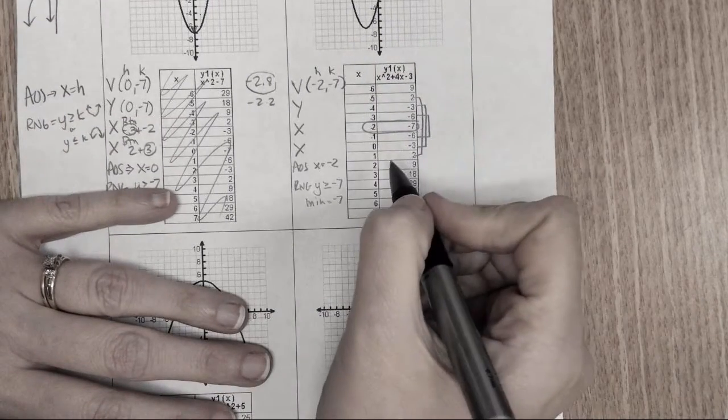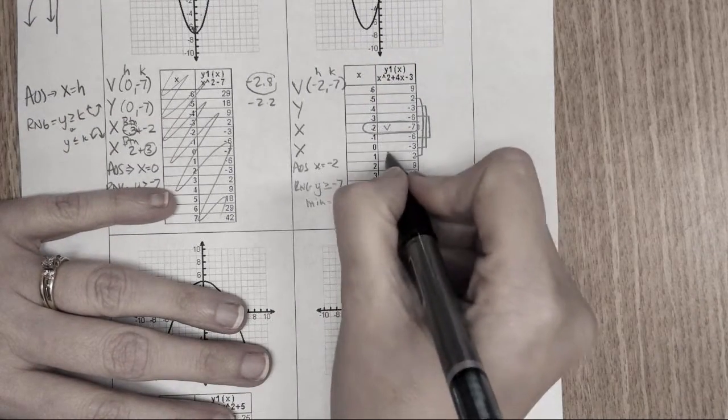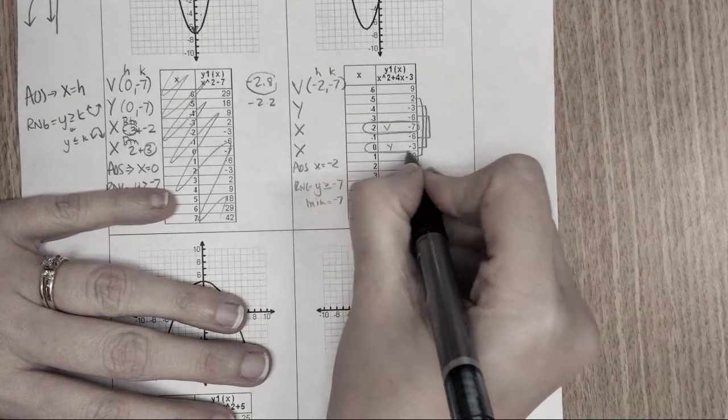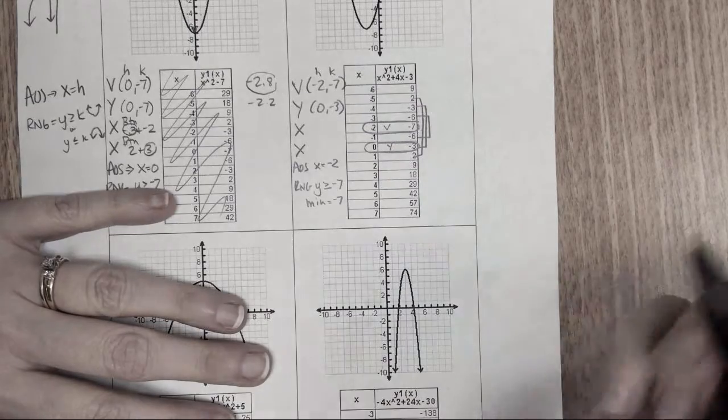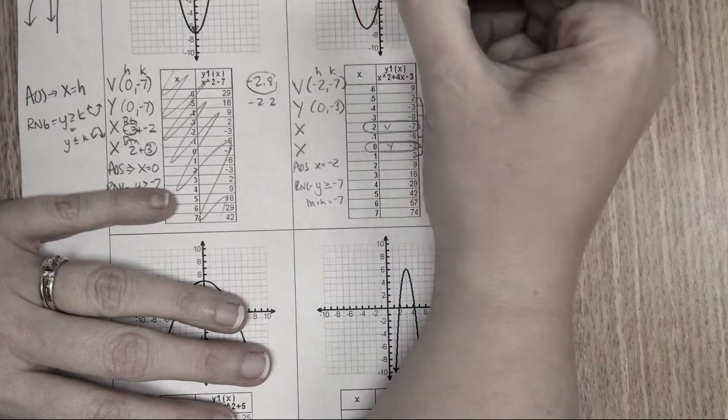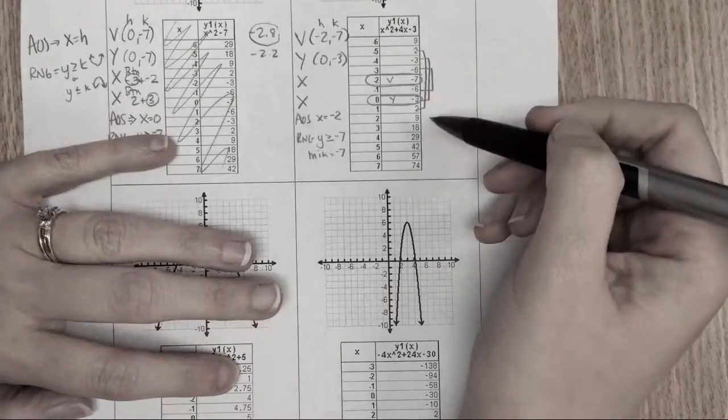Okay? Now let's look for the y-intercept. So there's my vertex right there. Here is my y-intercept at (0, -3). Okay? And I got the same thing happening on this table as I did on the other one.